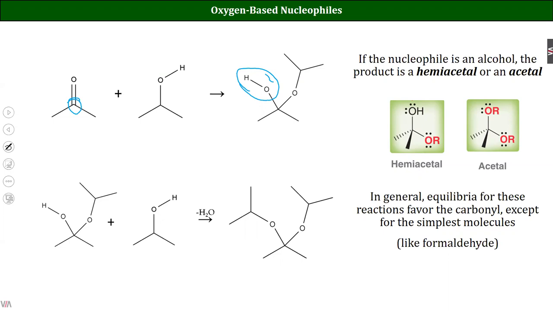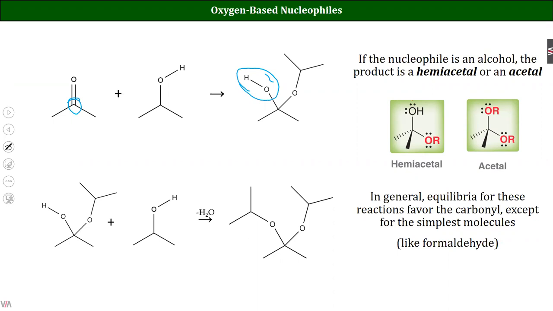And in general, you're going to wind up with the equilibrium favoring the carbonyl compounds, except for aldehydes, especially the smallest aldehydes. Right, because the more electron density you can donate here, then if you donate a lot of electron density here, then it's not a very good target for a nucleophile.